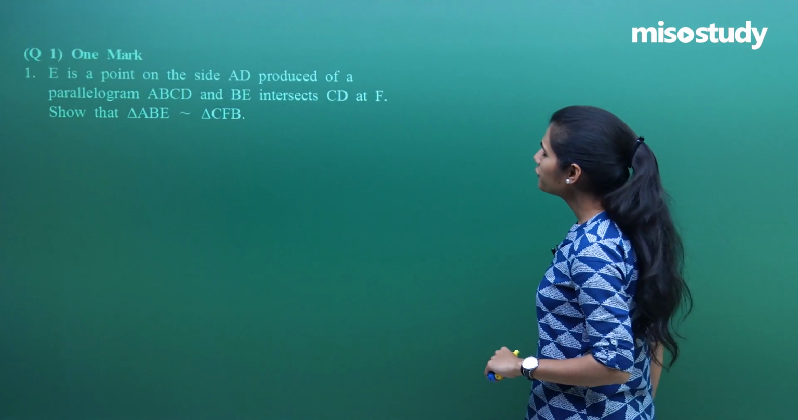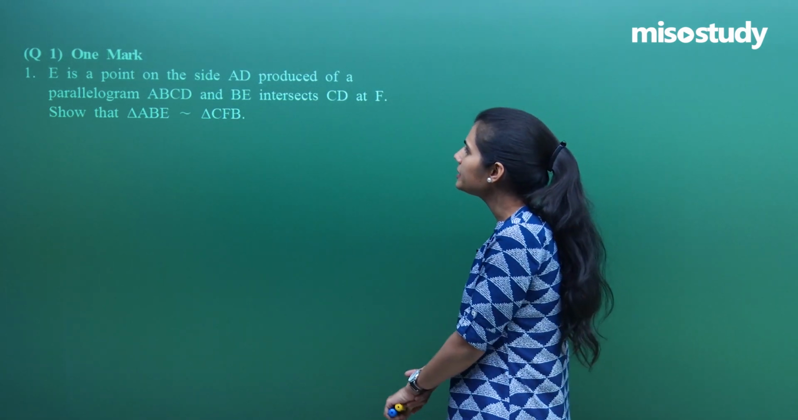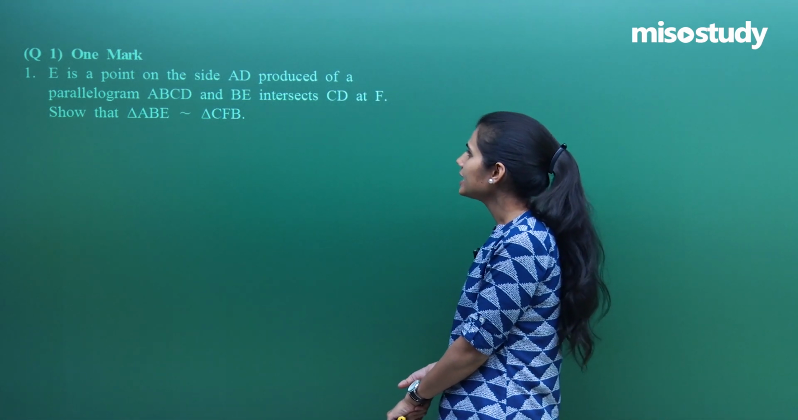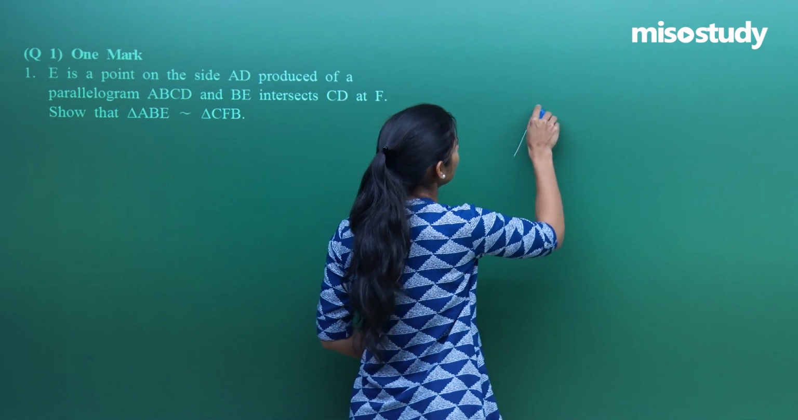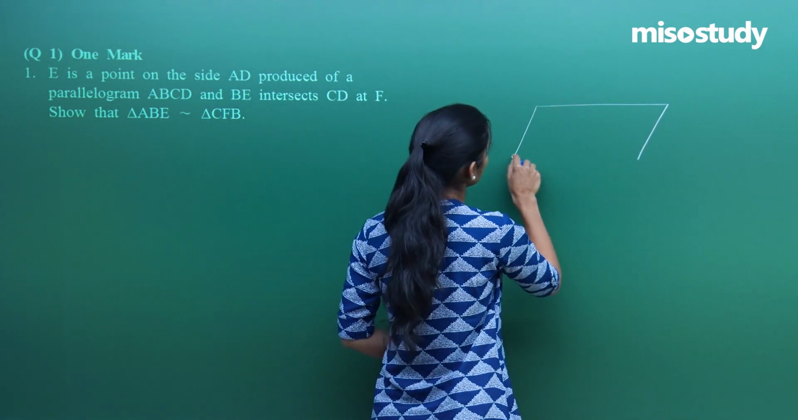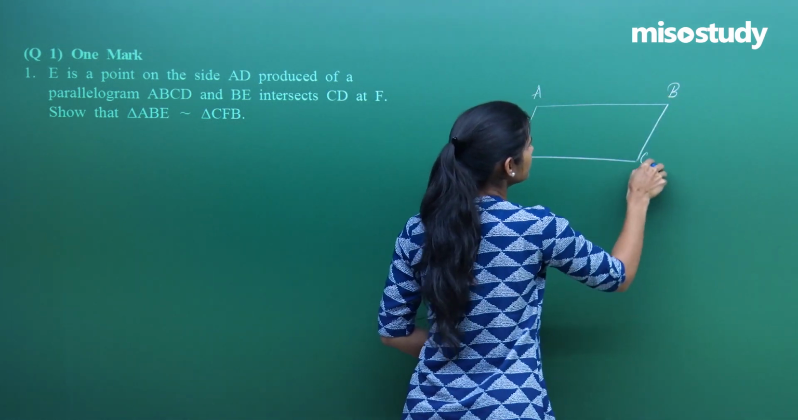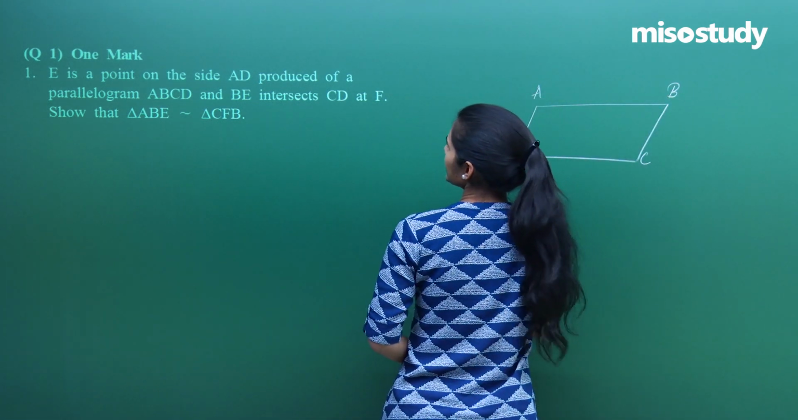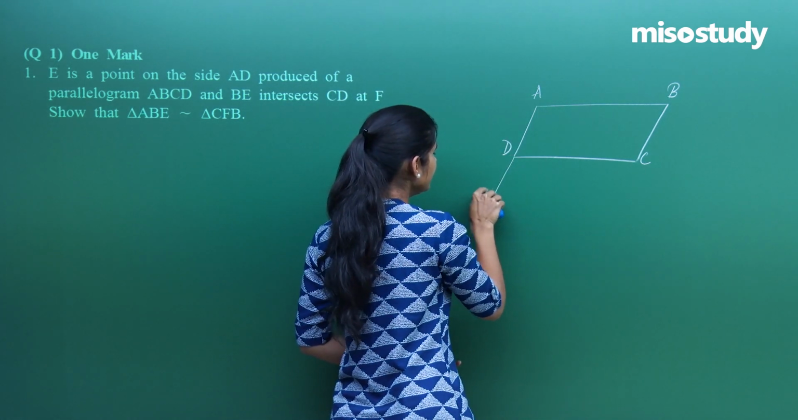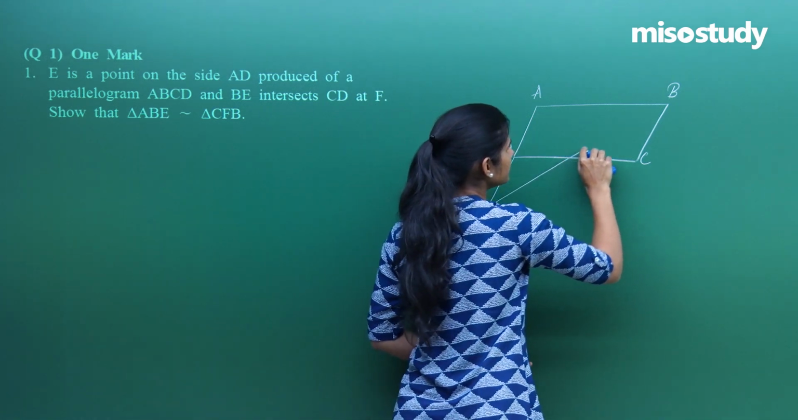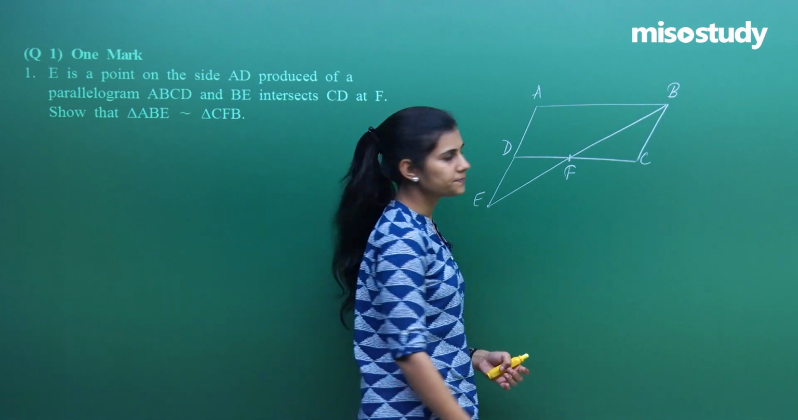So, here we have the first question which says E is a point on the side AD produced of a parallelogram ABCD and BE intersects CD at F. All of this is going to be clear once we draw the parallelogram ABCD. That's the parallelogram ABCD. It says that AD is produced till the point E and EB segment meets CD segment at F.